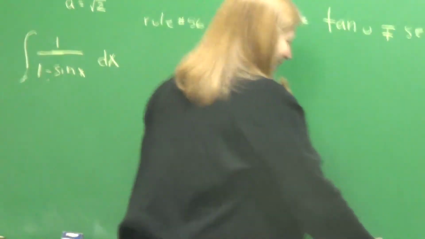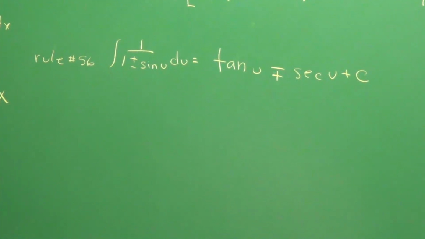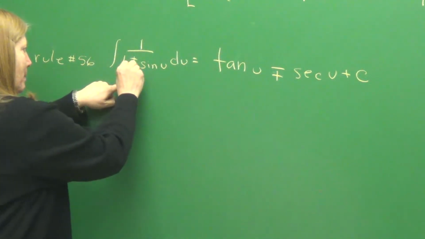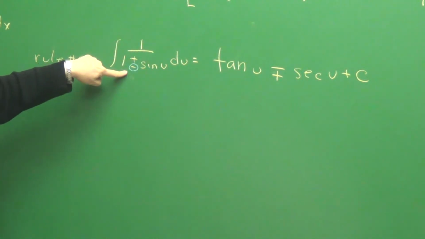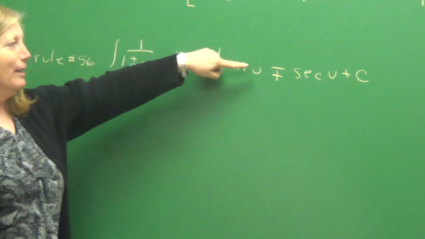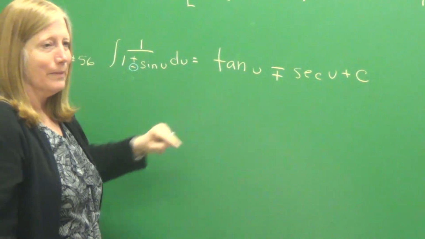So that's what I want to bring up. This minus is in our problem, so that means this minus is the one we're picking from the formula. It is on the bottom. So guess which one we use over here? The one on the bottom.